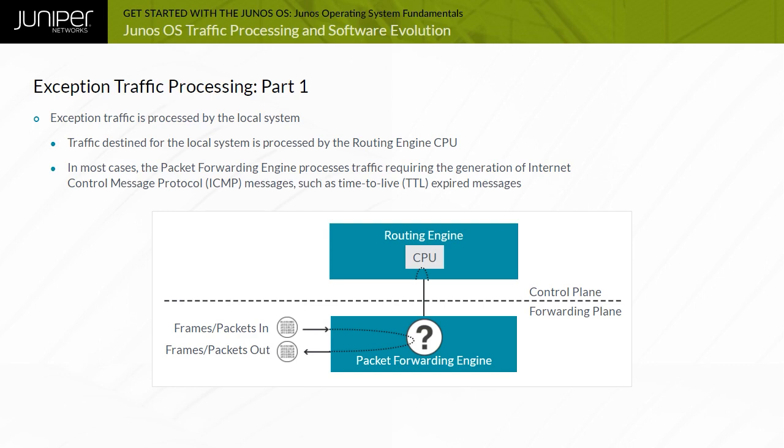A second example of an ICMP error is a time to live, or TTL, expired message, which is sent when a packet's TTL is decremented to 0. In most cases, the PFE process handles the generation of ICMP messages.